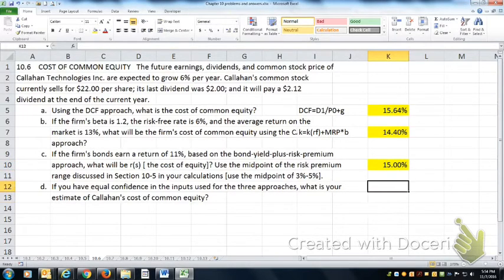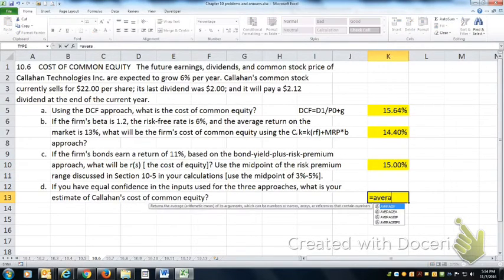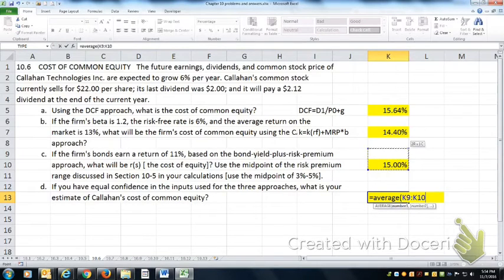All right, part D, if you have equal confidence in all of these and you think they're right, then you just use the average. That comes out to around 15%.